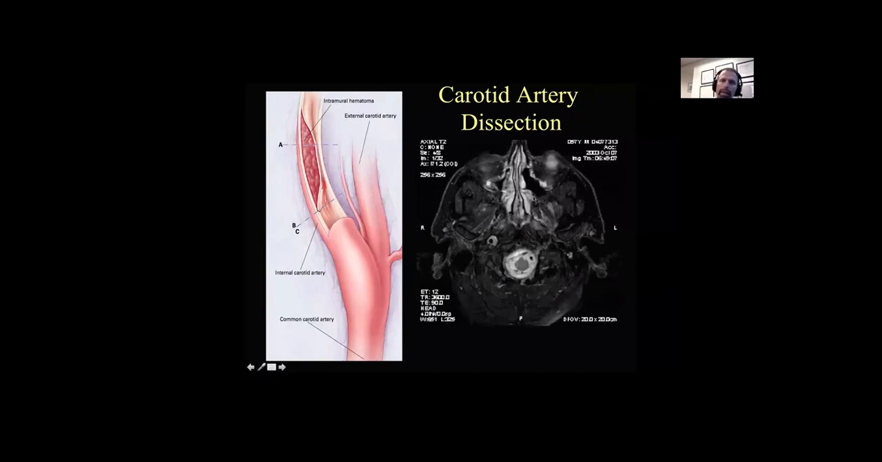Here's an axial image of her MRI that was read, by the way, as normal. Here is her left internal carotid artery with a normal flow void. Here's her right internal carotid artery with the so-called crescent moon sign. This is clotted blood in the wall of the artery. This is a sign on MRI. You would, of course, get an MRA as well, but this is a sign on MRI of carotid artery dissection.